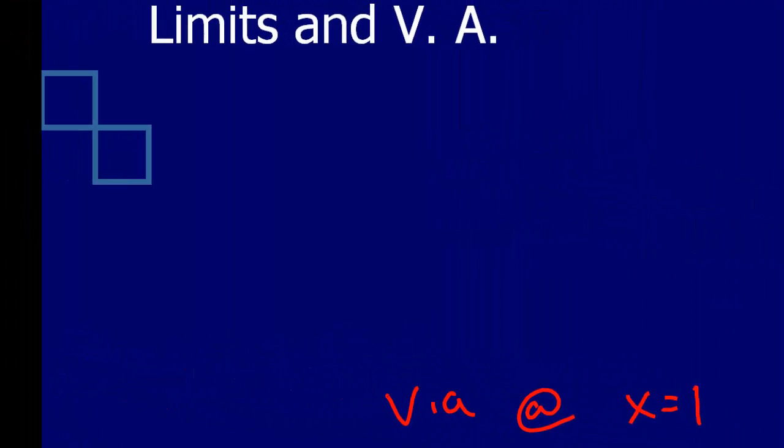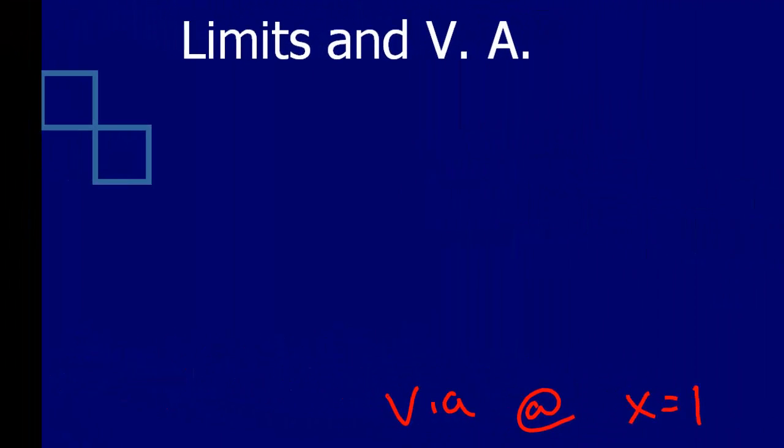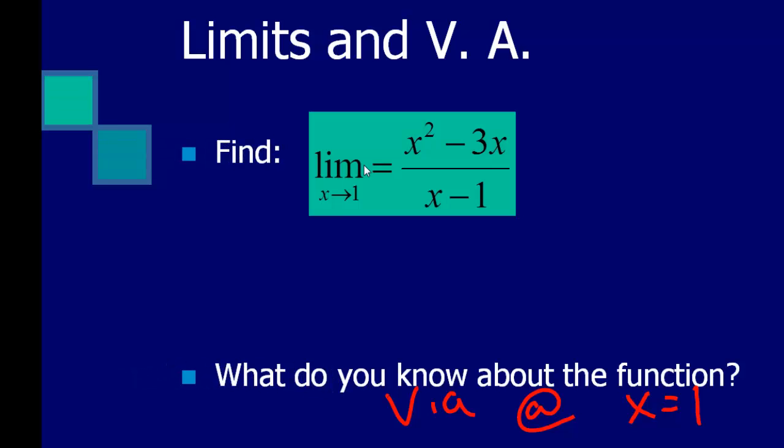And we can't have infinite limits at holes. We can only have them at vertical asymptotes. So let's look here. The limit of this function as x approaches 1, if we put in a 1, we know 1 is going to be either a vertical asymptote or a hole.